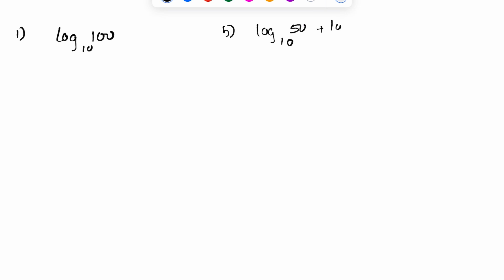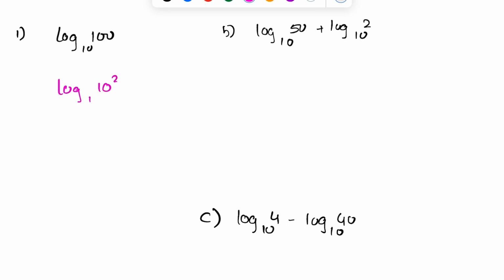I start from the easy questions, then I go to the difficult questions. Part B is that, and part C is going to be log 4 to the base 10 minus log 40 to the base 10. So these are the questions. So how should I solve? Now log 100 can be written as 10 square to the base 10.